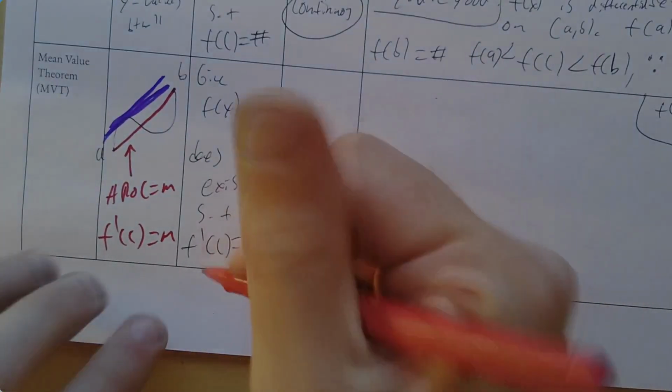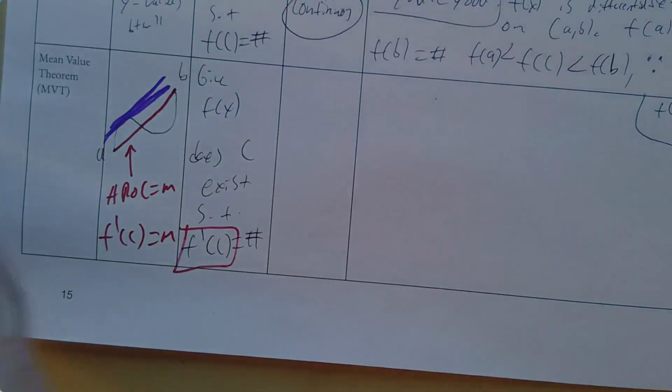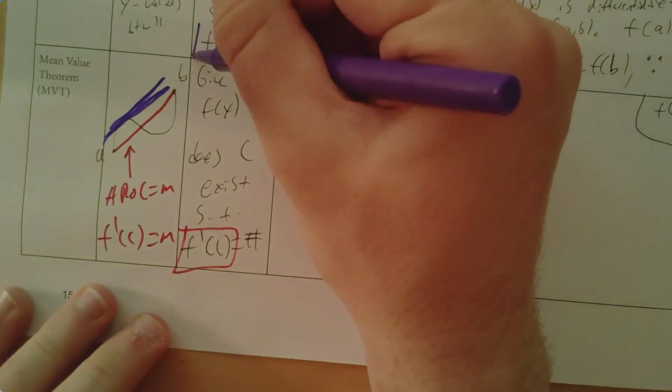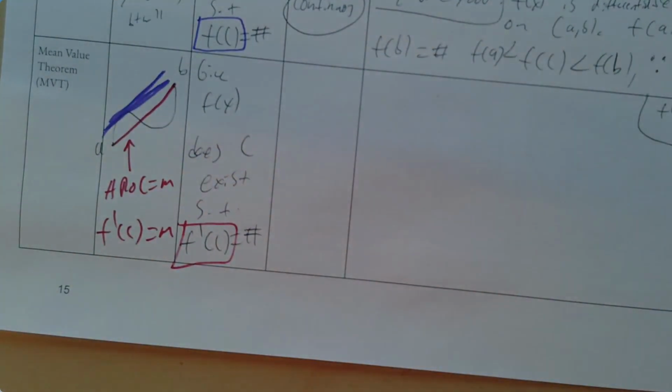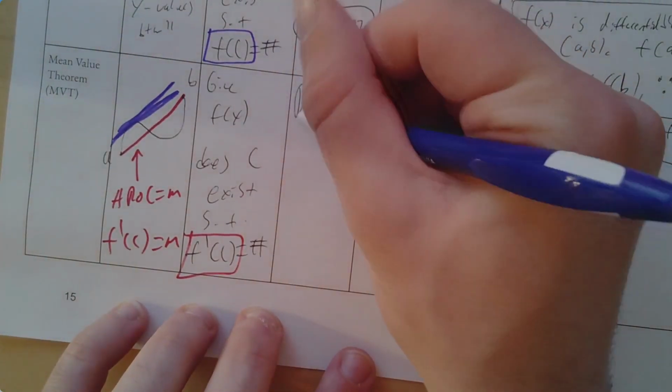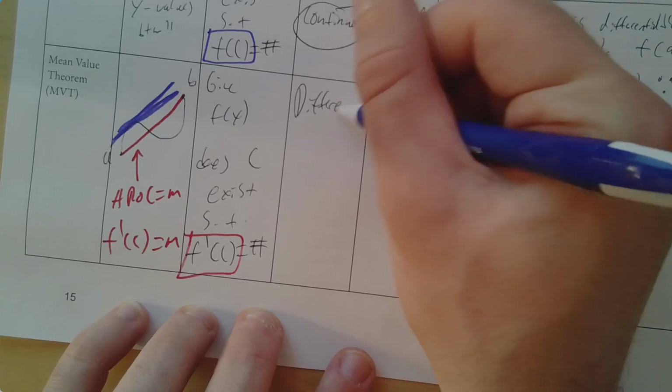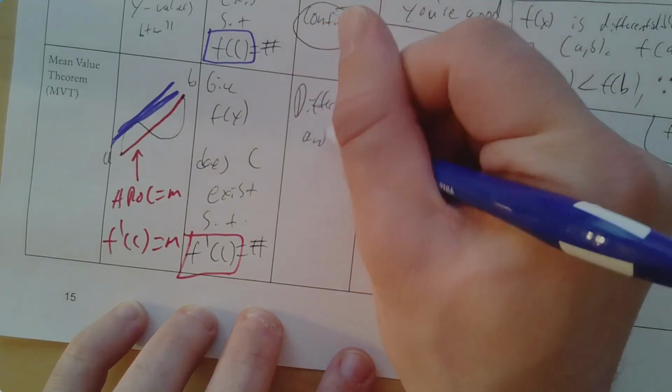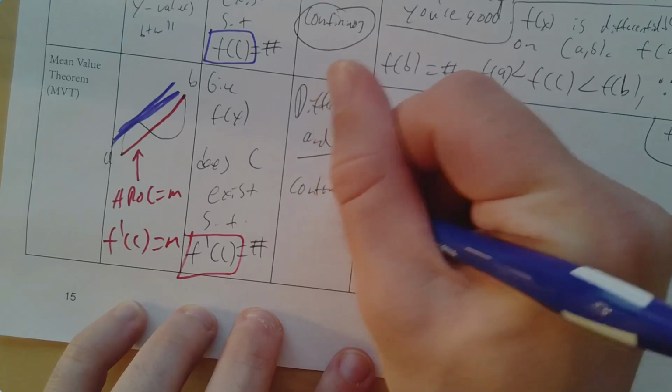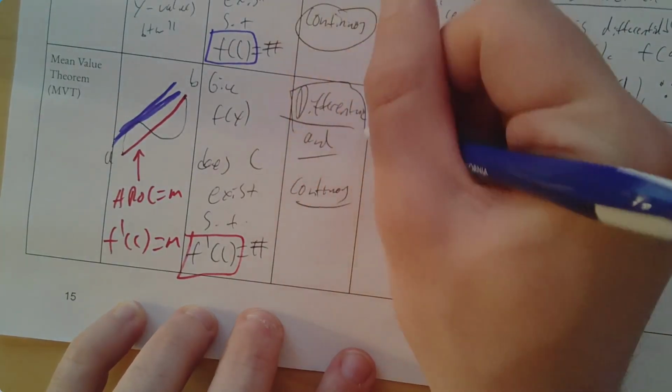And that's the key difference between these two. The mean value theorem is asking about the derivative, and the intermediate value theorem is asking about just a y value. This is a y value, and that's a derivative. Do you see that? The conditions are both differentiable and continuous, so you would need to say differentiable and continuous. Both need to be true.